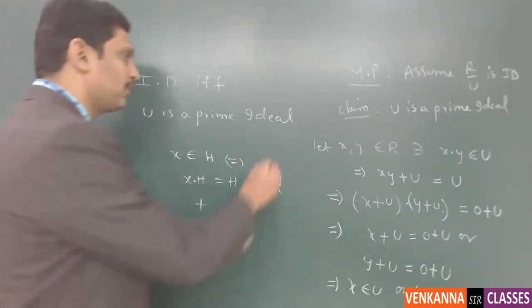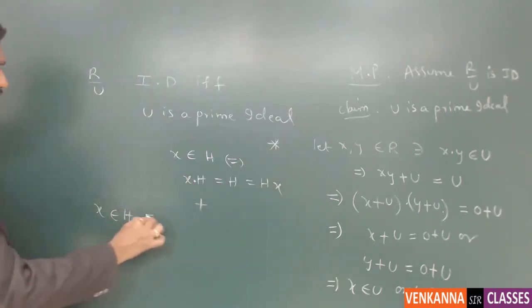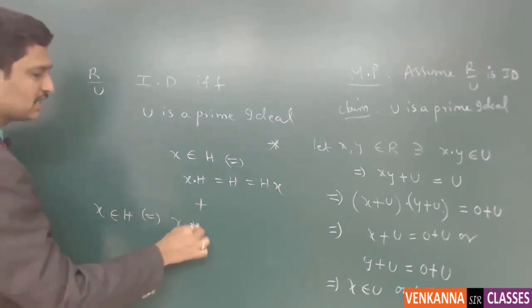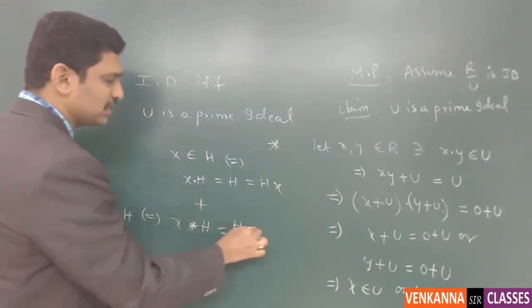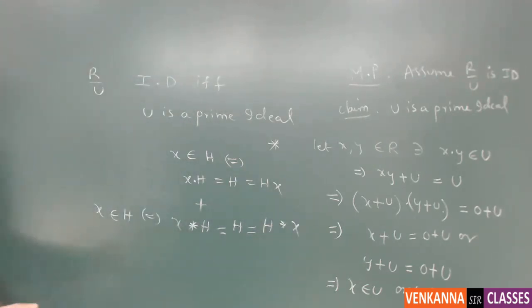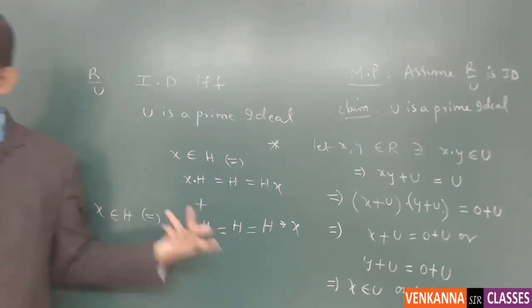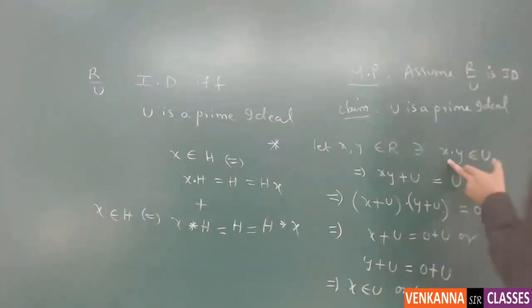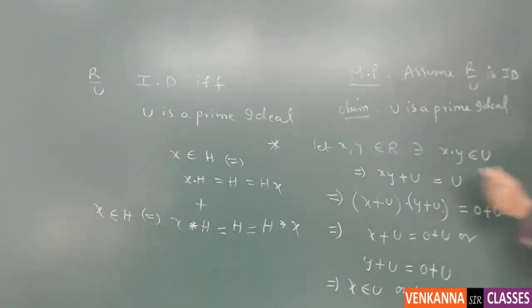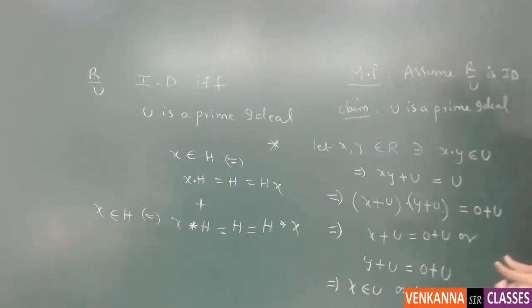We can say that if you take the operation as star, then x belongs to H if and only if x star H is equal to H star x. So you are saying that if the element is present in the subgroup, coset and subgroup both are equal. So here also, if the element is present in the ideal, coset and ideal both are equal. That is the concept here. Clear?